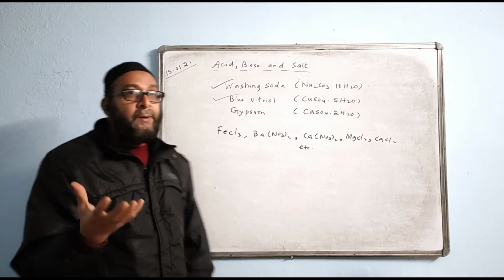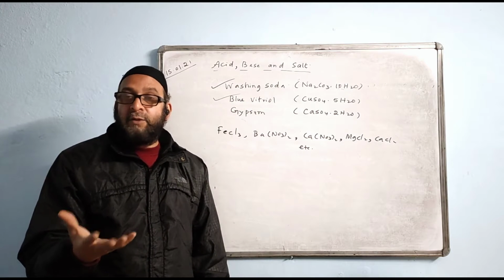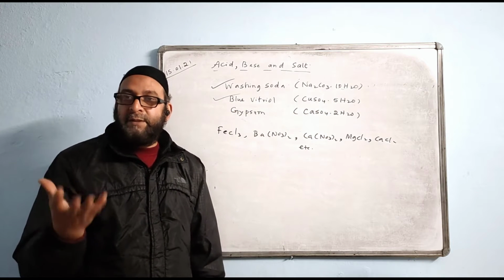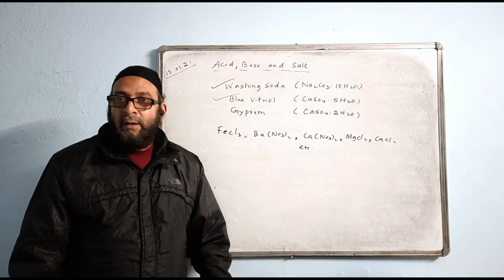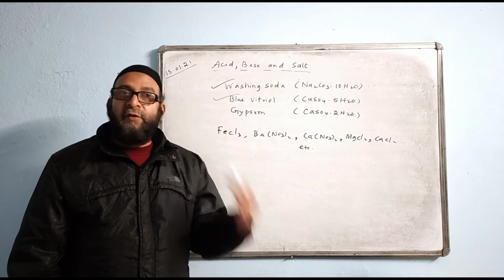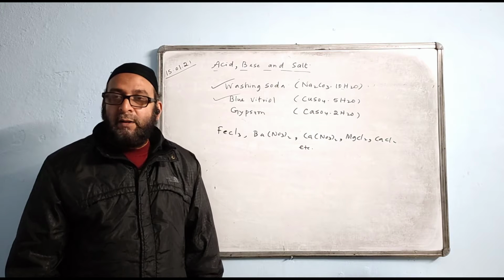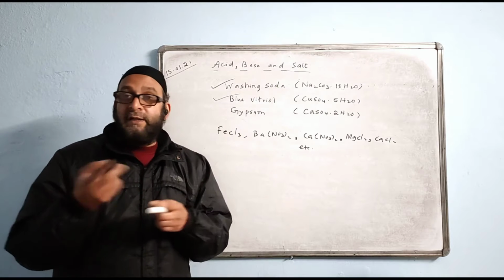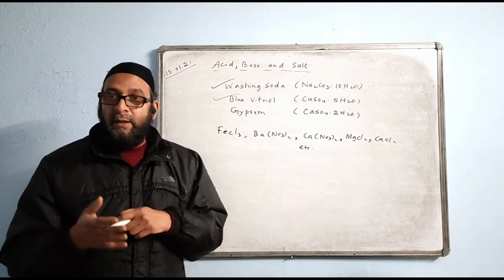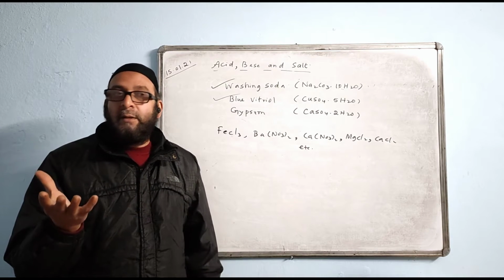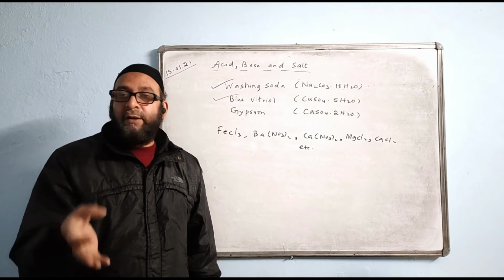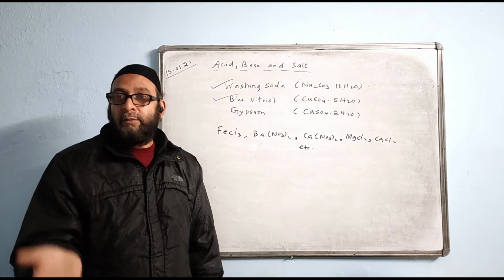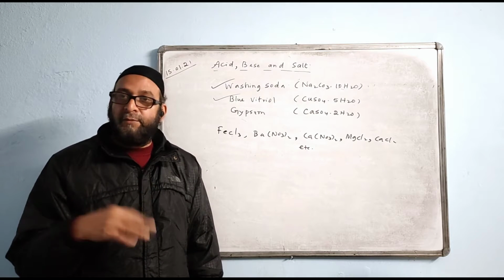When we keep them open in the air, in direct sun, they will lose their water of crystallization and they will change into powder themselves. So this phenomenon is called efflorescence, and the substance is called efflorescent substance. That means deliquescent substance and efflorescent substance are just reverse of each other. In deliquescence the substance changes into liquid, but here the crystalline solid changes into powder. So they are actually just opposite of each other.